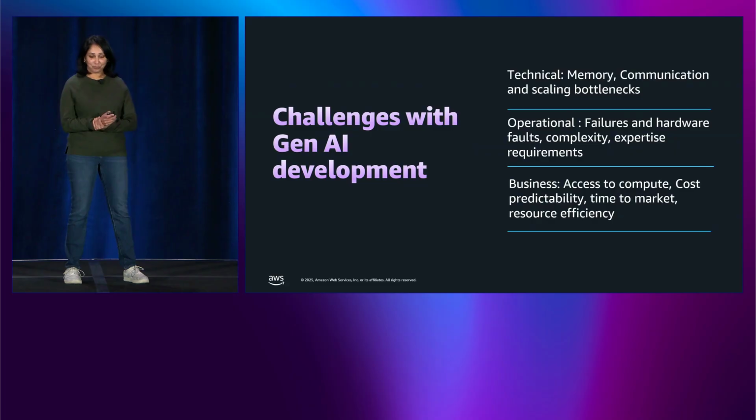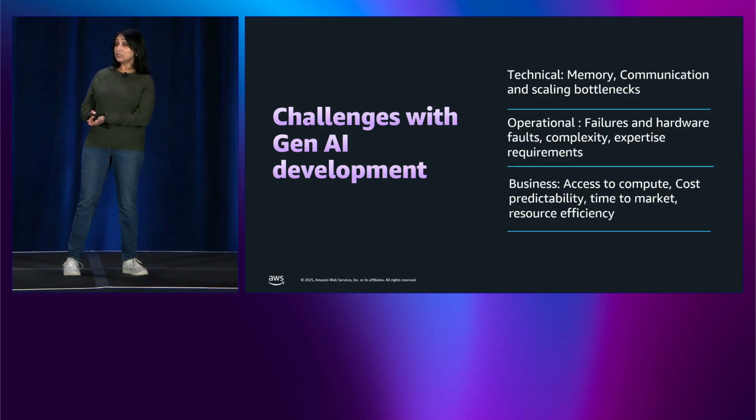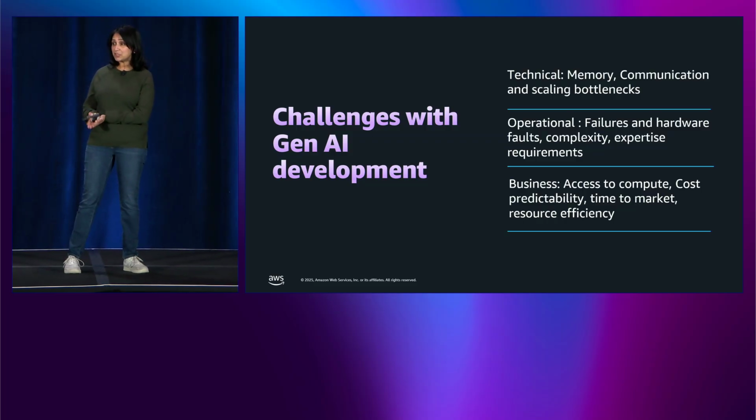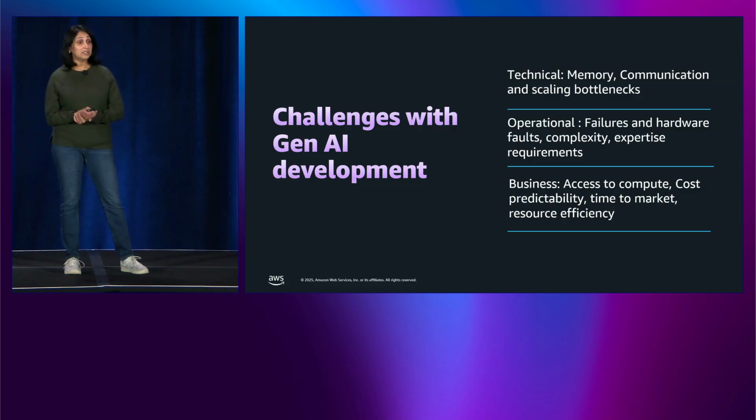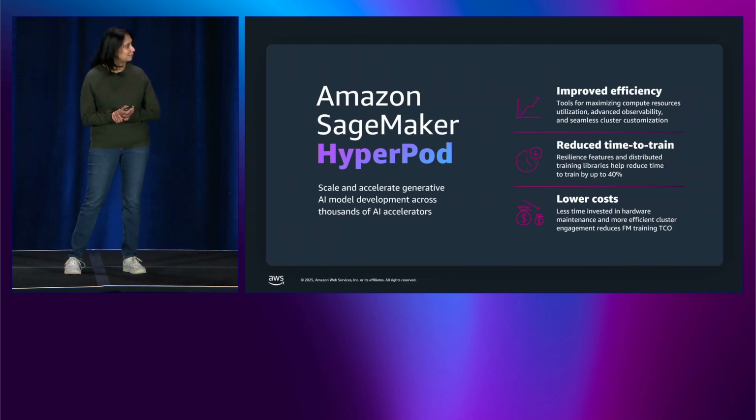So as you can see, there are a host of challenges with Gen AI development, and they're not all technical. Of course, you have memory bottlenecks and communication bottlenecks, but you also have operational challenges and business challenges as well. And all of these problems are interconnected. So solving them in isolation doesn't usually result in good results for your organization. You need a more comprehensive solution that attacks all of these issues. And that's why we built SageMaker HyperPod and launched it right here at re:Invent 2 years ago.